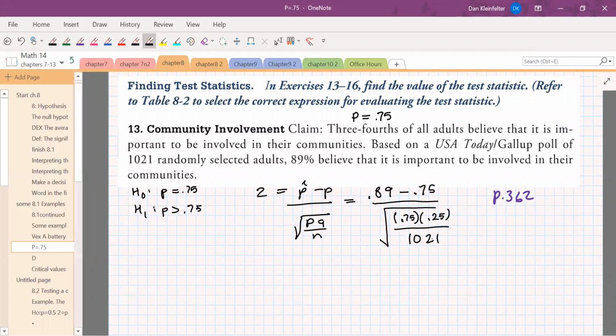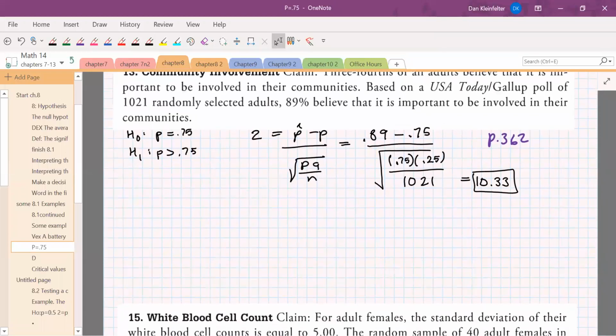So bear with me while I work the calculator. All right, so I got 10.33, which is pretty large. Okay, let me just double check and make sure that worked. Okay, yep, that does turn out to be a Z of 10.33. I was surprised by that because it's really large for a Z value, but in a way it makes sense that we've got 1,000 people here and 89% believe that had this belief, and the hypothesized value is 0.75, so that's quite a bit lower. Well, we got it. There's our test statistic.